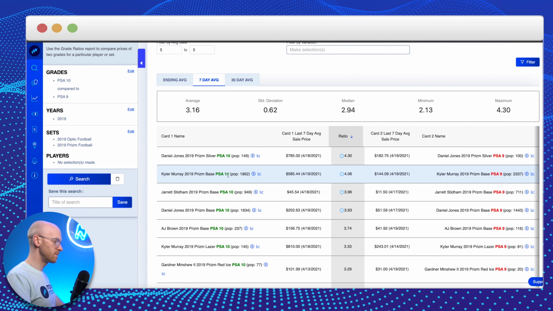And I can see that Kyler's base PSA 10, which is a pop 1962, is at a 4.06 multiplier over his PSA 9. So I kind of wonder what's going on there. And look at that gem rate. I mean, 1962 10s, 2337 9s. Not the best gem rate, under 50%. Potentially even more significantly under 50% since we haven't seen the rest of the grades.